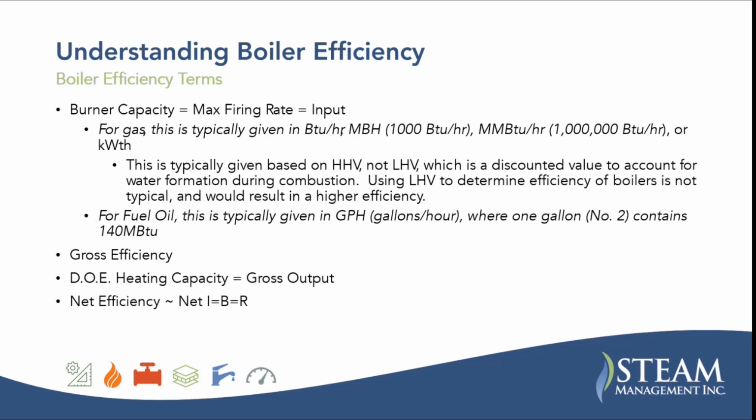I stands for input, B stands for boiler efficiency, and R stands for radiation and convection losses. And basically, to go from your net IBR to your required gross output, you use a pickup factor, which we'll talk about in a minute.